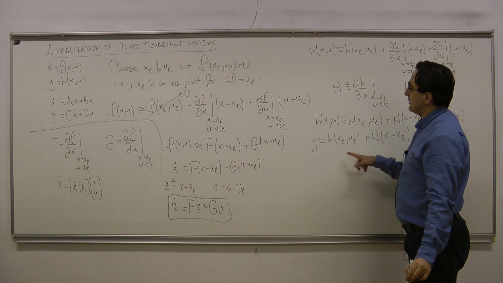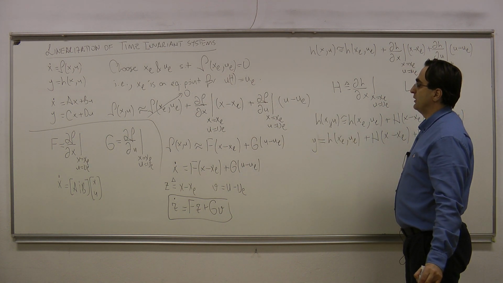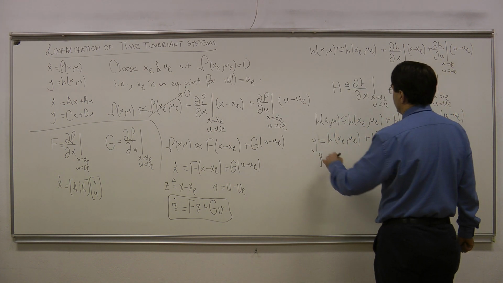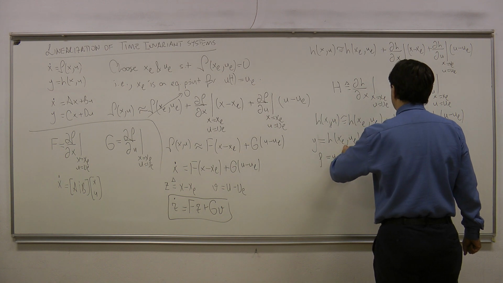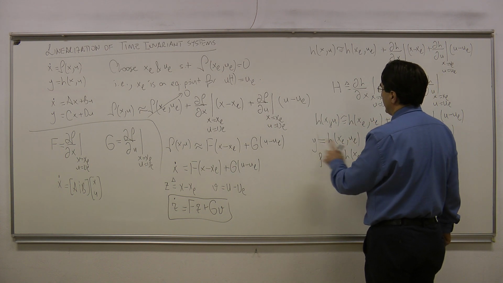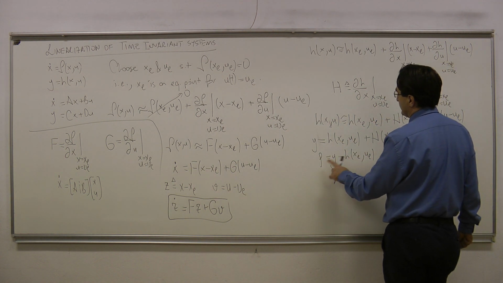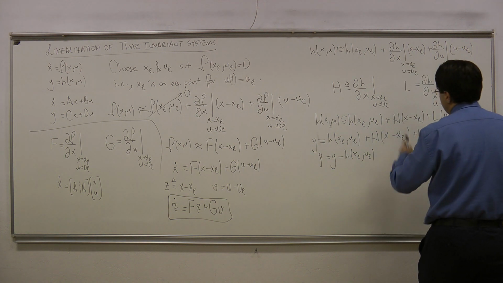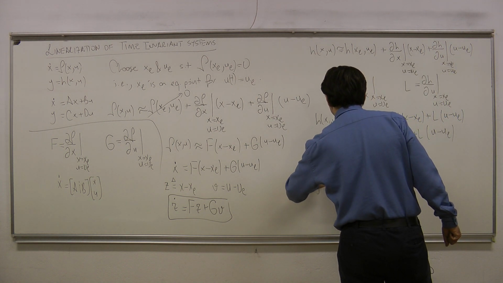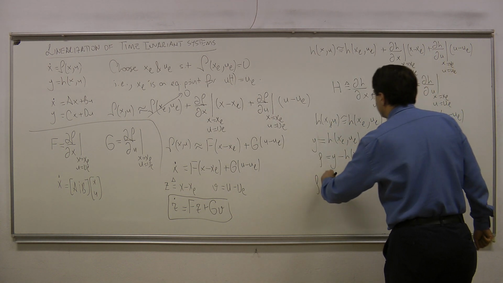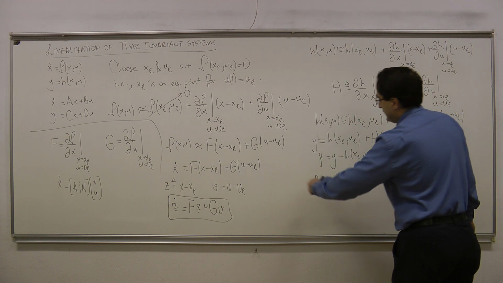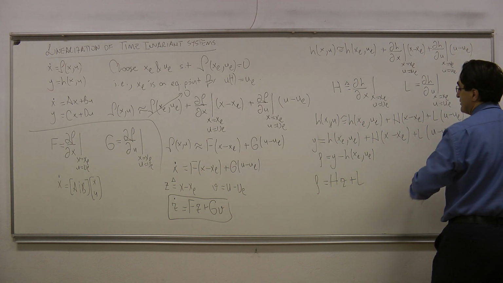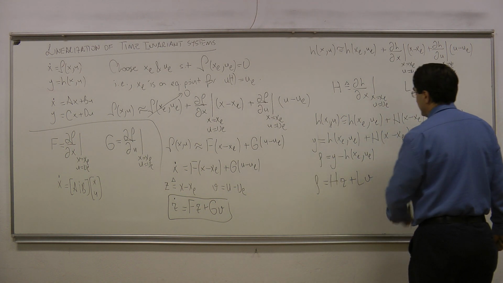Now I will take this constant term to the other side and I will define my new output variable. So rho is going to be my new output. It is y minus h of xe, ue. So I just changed the origin of the output space to h of xe, ue. Okay? And that is going to give me the new equation. Rho is equal to h times x minus xe, which is my new state, z, plus L times u minus ue, which is my new input, v.